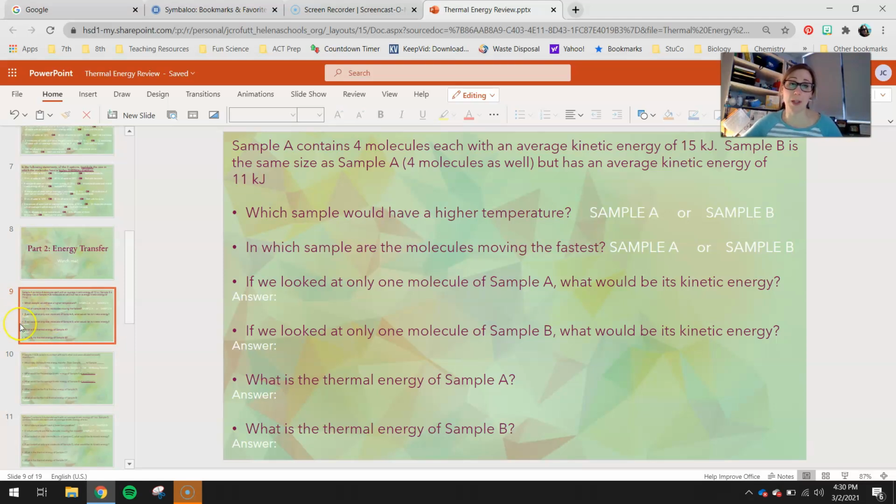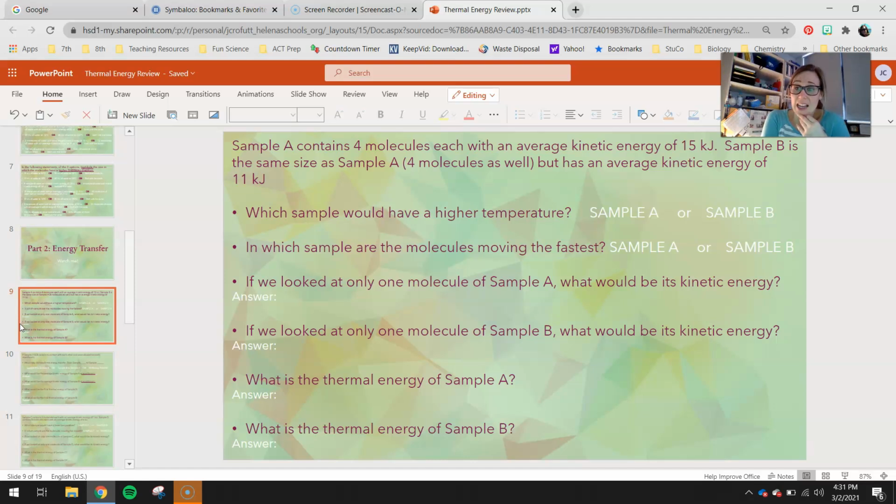So first one, sample A contains 4 molecules, so you would draw sample A and then draw 4 circles to represent each molecule in sample A, each with an average kinetic energy of 15 kilojoules, meaning that each of those molecules has 15 kilojoules. If you're drawing this out, maybe draw 15 little X's in each of those circles, or write the number 15 in each of those circles, or if you're using the energy cubes, count out 15 kilojoules in each of those circles. For this one, you might need more than the 32 in the cup. You're more than welcome to grab what you need.